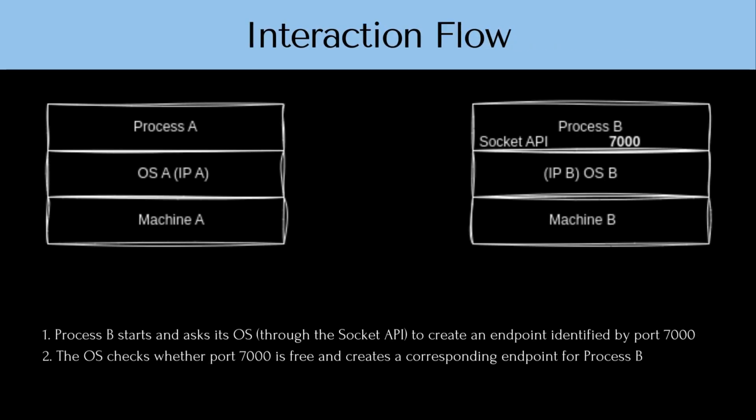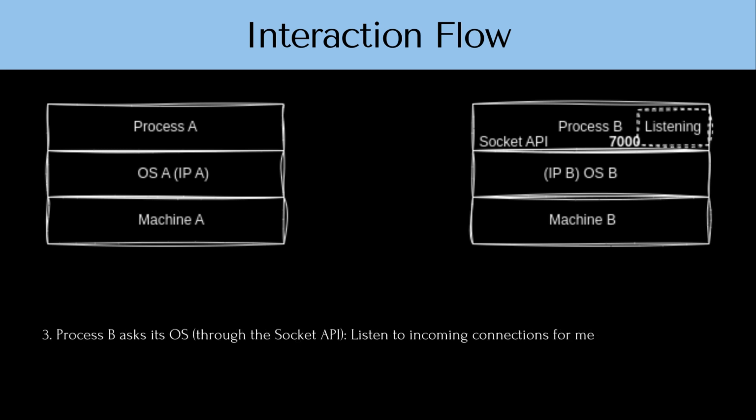With all the background acquired so far, let's see, step by step, how the interaction proceeds between the two processes. Process B starts and asks its operating system to create an endpoint identified, let's say, by port 7000. The operating system checks whether port 7000 is free, and in this case, grants a corresponding endpoint for process B. Then process B asks its operating system, listen to incoming connections for me.